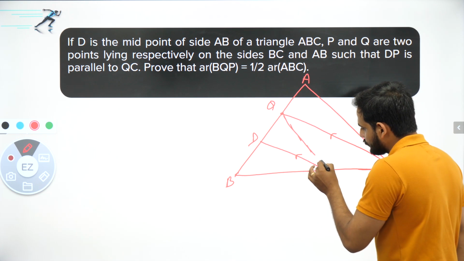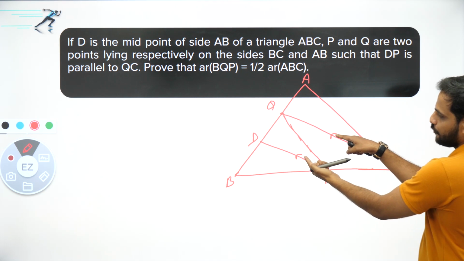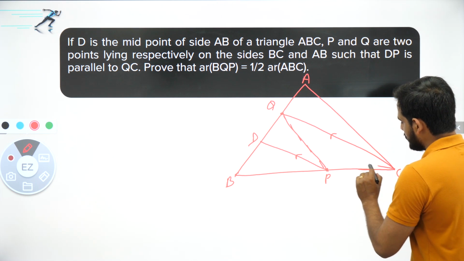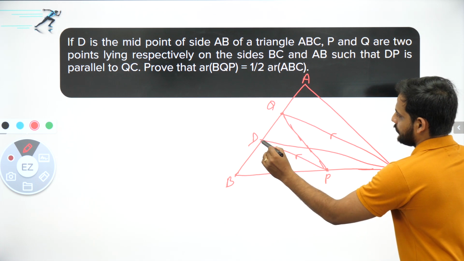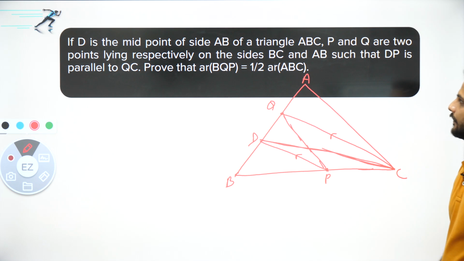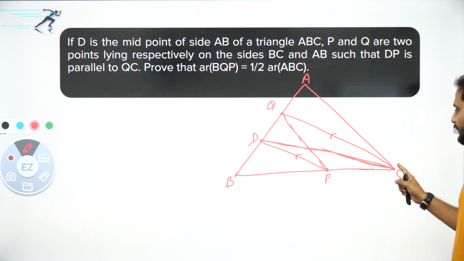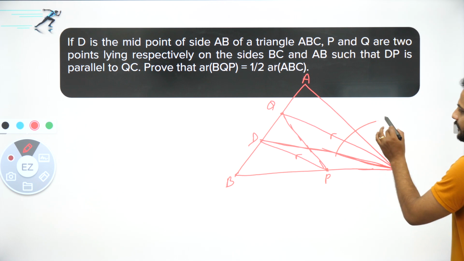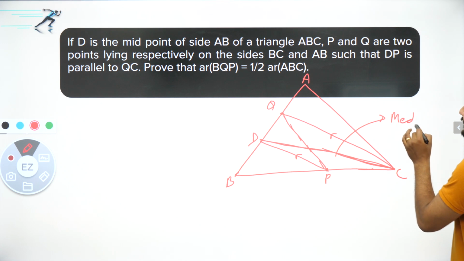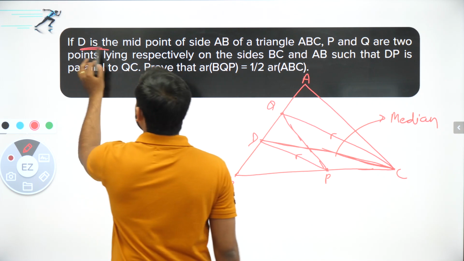First, I will join Q to P. And since these are two parallel lines, let us join C with D as well. And D is the midpoint. Remember this thing also, D is the midpoint. So if I join C to D, I can say CD is median, because D is the midpoint.